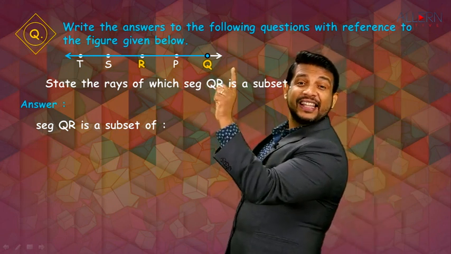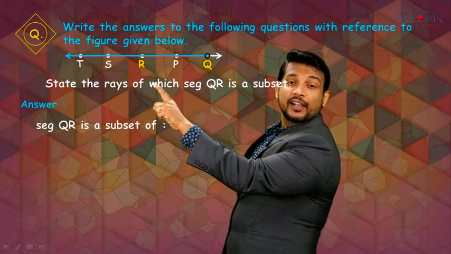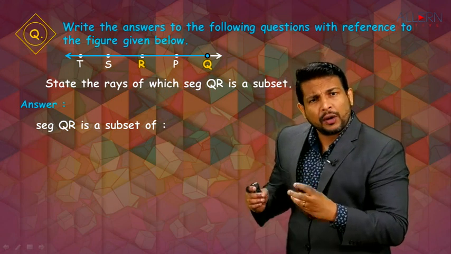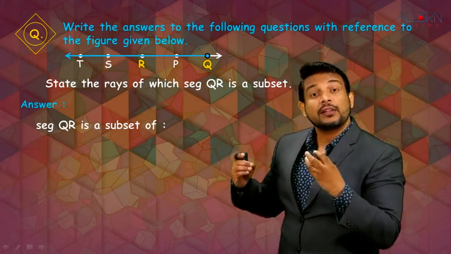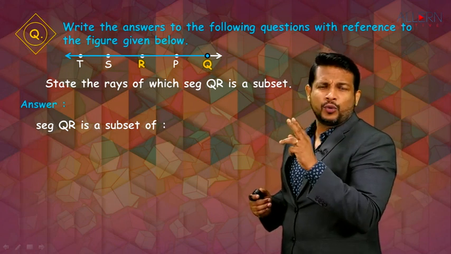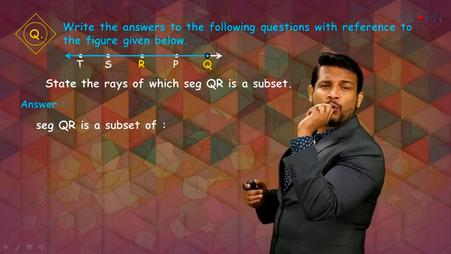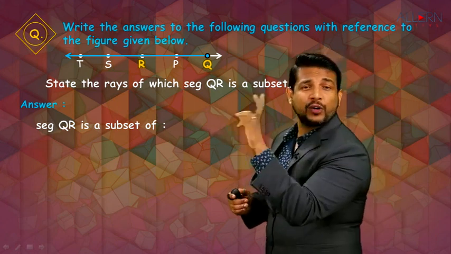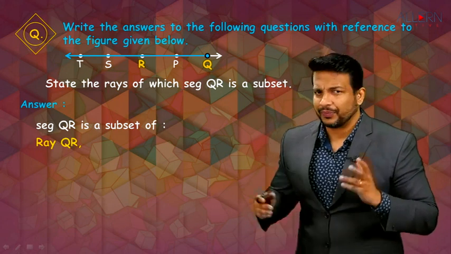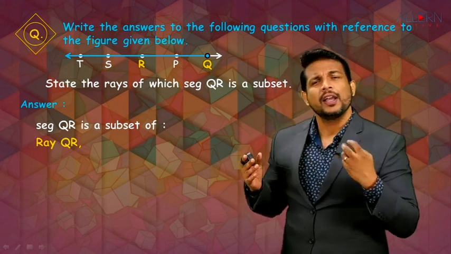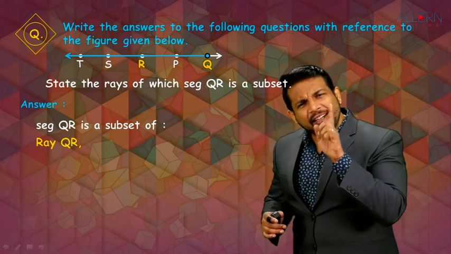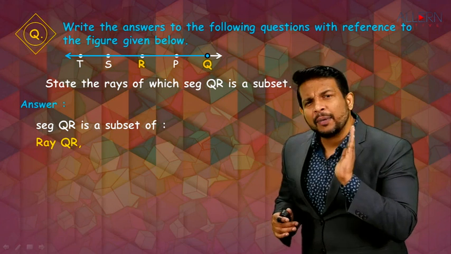Now observe this ray QT. Does it contain segment QR? Yes, it has segment QR. That means segment QR is a subset of that ray. So that ray can be named anything. From Q as the origin, moving towards T, S, R, or P, you can name it anything. That means we write it as ray QR, ray QP, ray QS, or ray QT. It doesn't matter. Simple. So is that the only ray which contains segment QR?